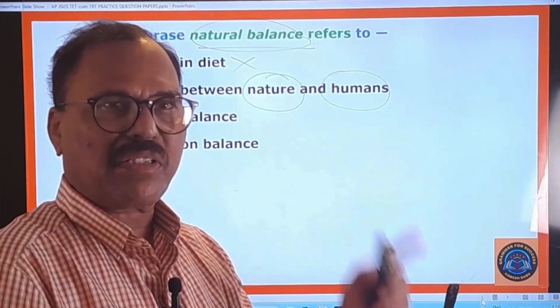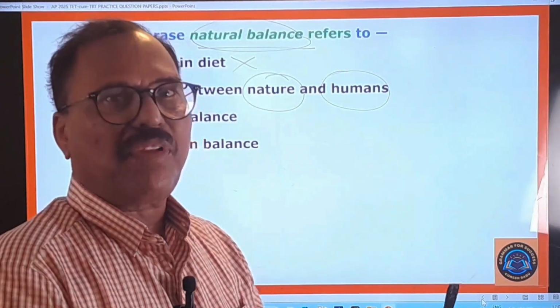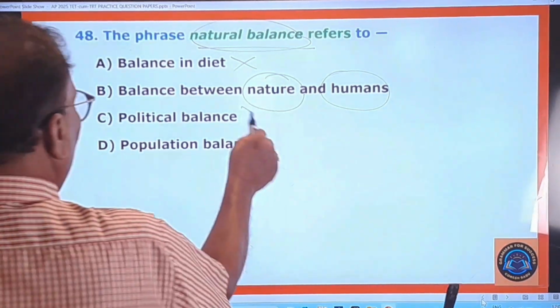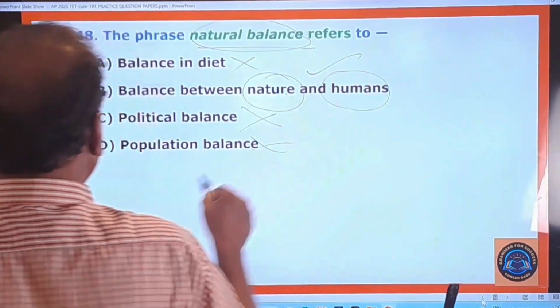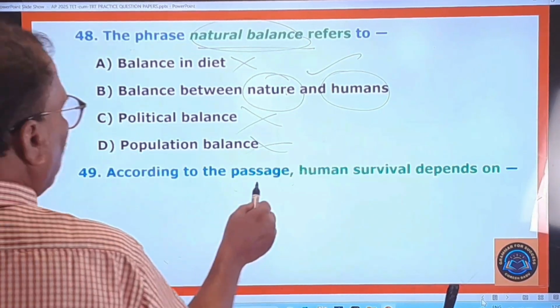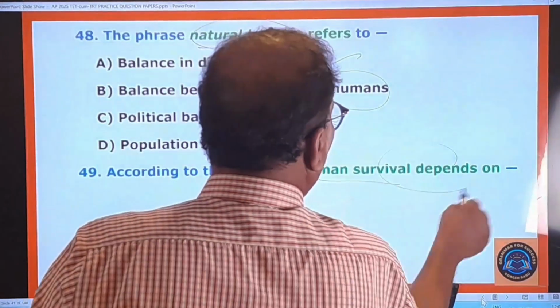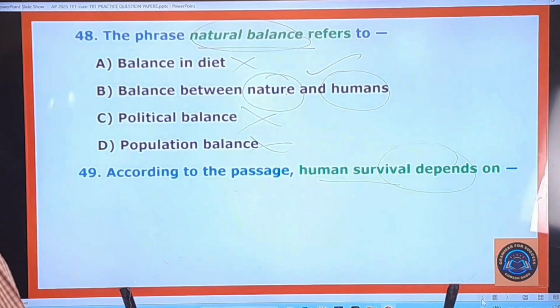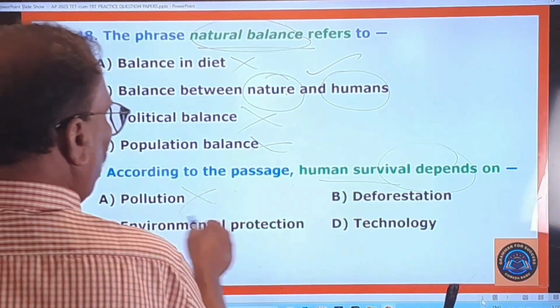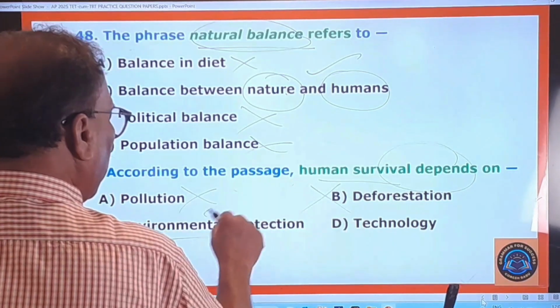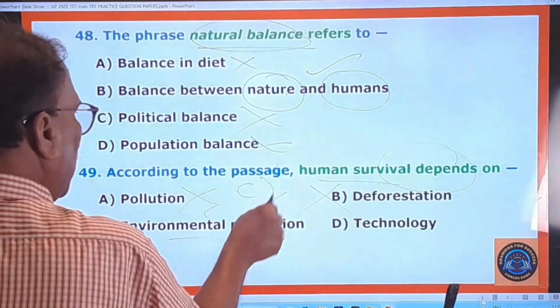All these things are because of this nature imbalance. Please think of that. And here, political balance, population. So this one is the right one. You go to the last but one. According to the passage, human survival depends, human life depends where? Pollution, no. Deforestation, no. Environmental protection, C is the right one.